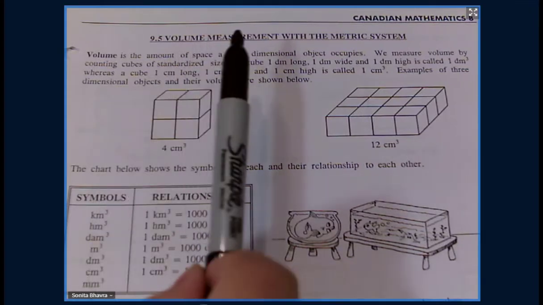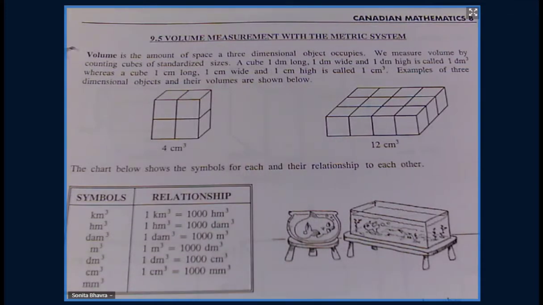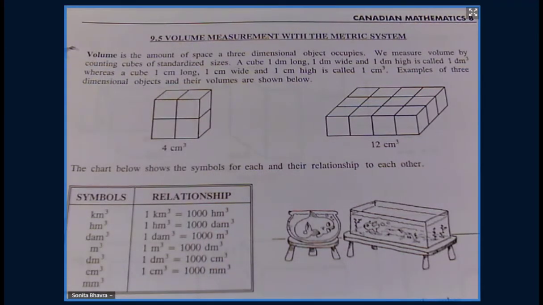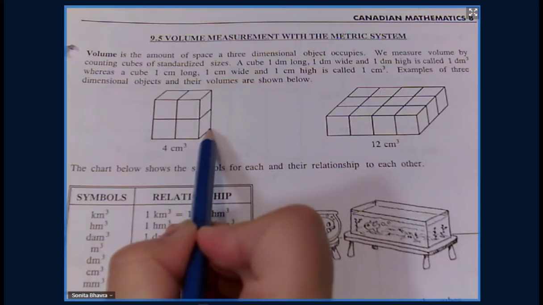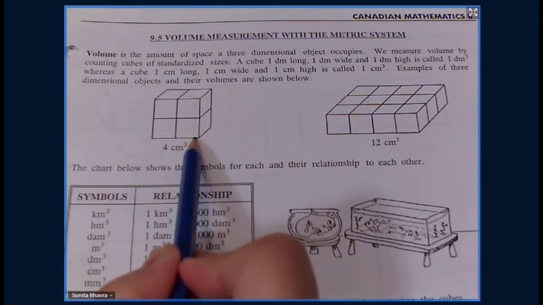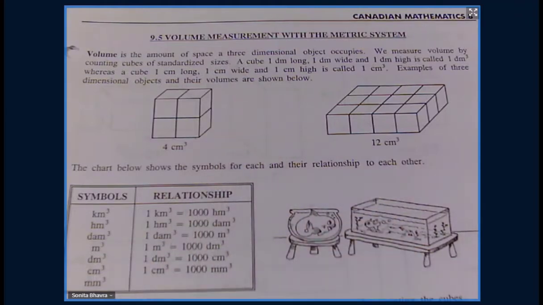If we were looking at 1 centimeter long, 1 centimeter wide, and 1 centimeter high, that would be 1 centimeter cubed. So for example, here we have 1, 2, 3, 4 of those blocks. So therefore it's 4 centimeters cubed. But you can also take a look at this by its length, width, and height. So you have 2 times 1 times 2. All right, that gives us 4. So again, 2 for length, 1 for width, and 2 for height. 2 times 1 times 2, that gives us 4.